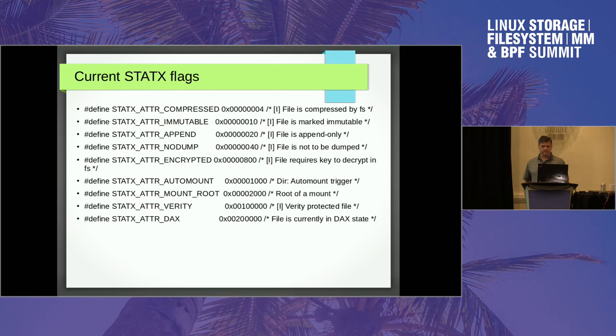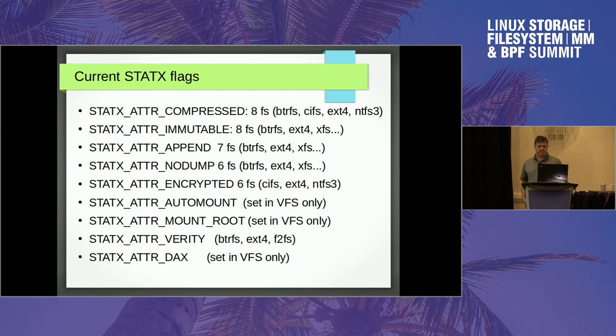I mean, it's a little bit tricky. I think that's all of them. It's kind of an interesting story here, but that's the current list, and it's also a little bit misleading because, I don't know if this was intentional or not, three of these flags aren't file system flags. They're VFS flags, so they're not persisted. Compressed, for example, is stored by BTRFS, CIFS, ext4, NTFS, immutable, et cetera. But DAX, mount root and auto mount aren't persisted.